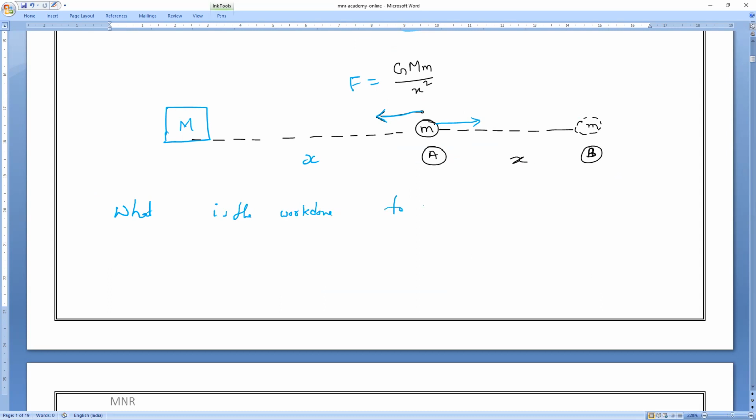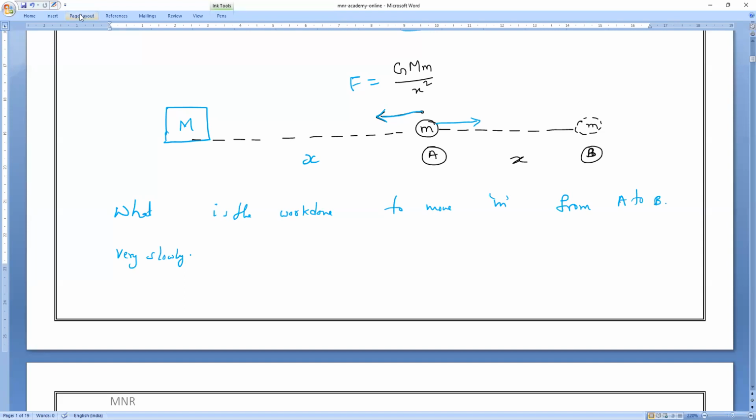What is the work done to move mass m from A to B? That is the question. From A to B, but velocity should not change. So it has to be moved very, very slowly. Slow. Velocity should not change.